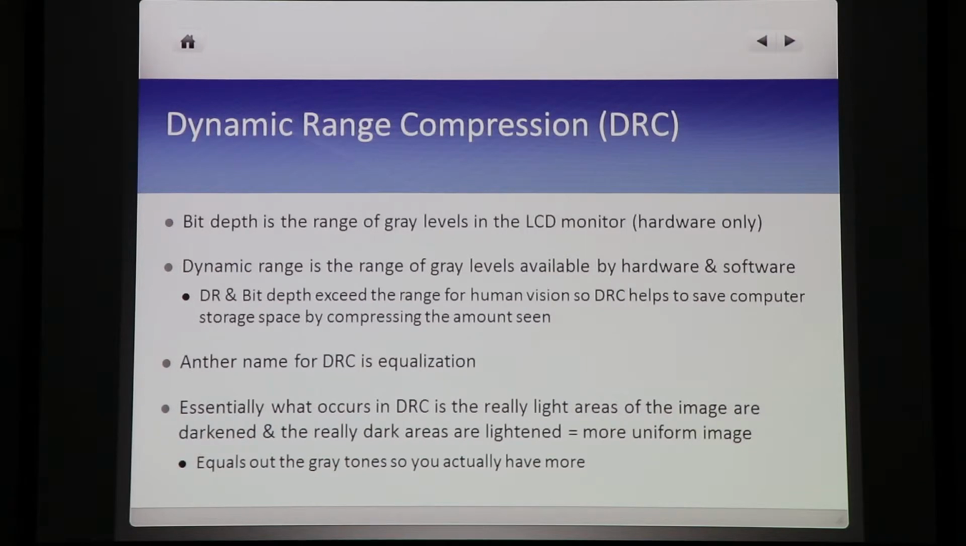So dynamic range compression helps save computer storage space. It's just a way to conserve memory. Another name for DRC is equalization, and we'll get into that in a second. Essentially what happens in dynamic range compression is the really light areas of the image are darkened, and the really dark areas are lightened so that you have a more uniform image. It basically equalizes the gray tones so that you actually have more gray. And I'll show you what I'm talking about.